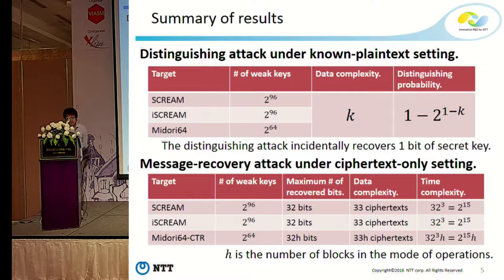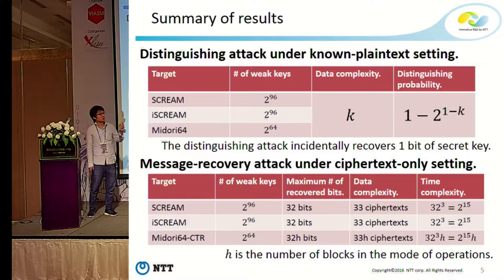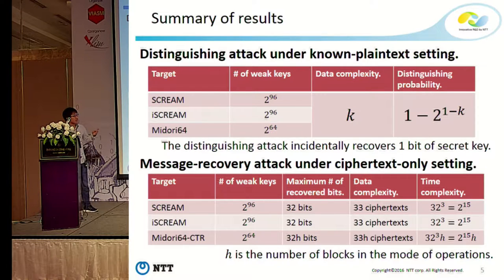This is a summary of results. Nonlinear invariant attack has two types of attack: a distinguishing version and a message recovery version. In the distinguishing version, it is very easy. We only collect k known plaintexts. Then we can distinguish the target cipher from an ideal cipher with success probability 1 minus 2 to the 1 minus k. In the message recovery attack, in the case of SCREAM, we can recover 32 bits from only 33 ciphertexts with time complexity 2 to the 15. So it's a practical time complexity. And regarding the weak key space, our attack is a weak-key attack. SCREAM accepts a 128-bit secret key, but the weak key space is 2 to the 96. So the density is 2 to the minus 32.